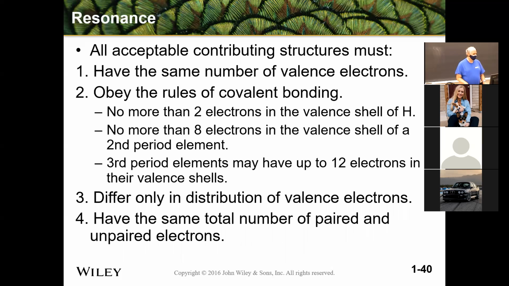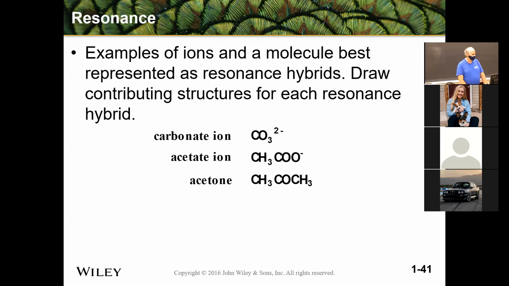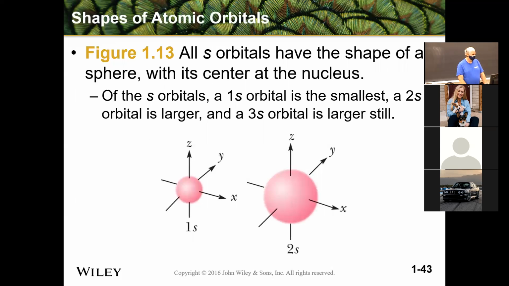Okay, point one, we can't gain or lose any valence electrons. All the resonance contributing structures have to have the same number of valence electrons. None of them can violate the octet rule, although some third period elements, such as phosphorus and sulfur, can have up to 12 electrons. And they differ only in distribution of valence electrons. They have the same number of paired and unpaired electrons. Okay.